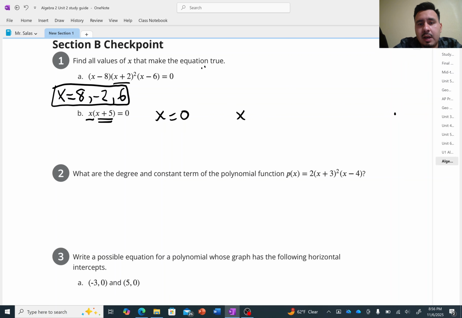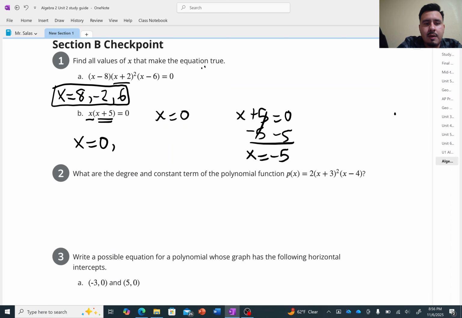My next value is going to be x plus 5 is equal to 0. I'm going to subtract 5 on both sides, and I'm going to get that x is equal to negative 5. Those two got canceled out. So the x values that make this equation true are x is equal to 0 and x is equal to negative 5.